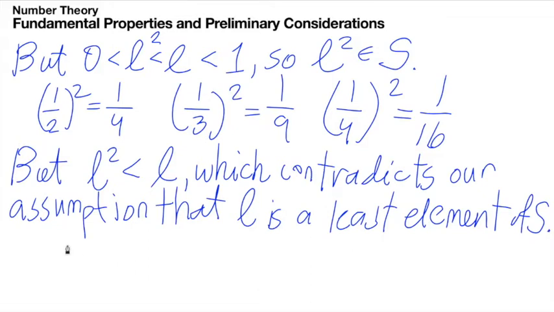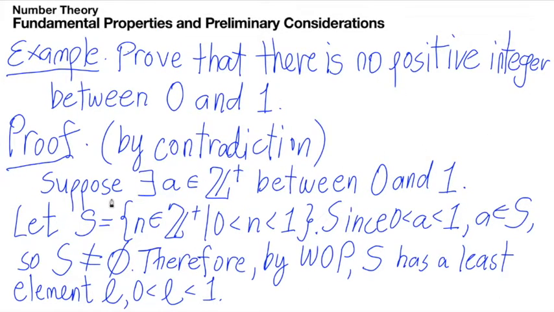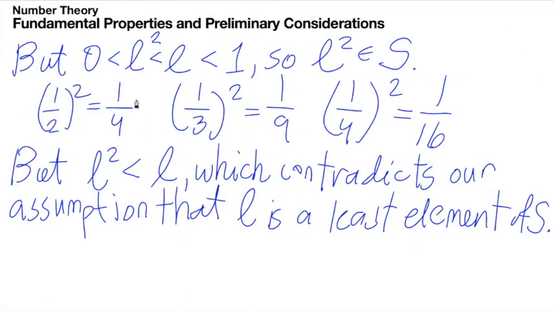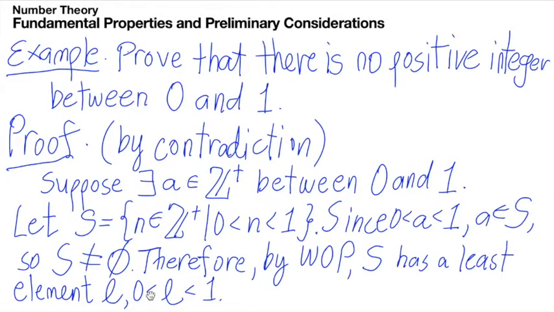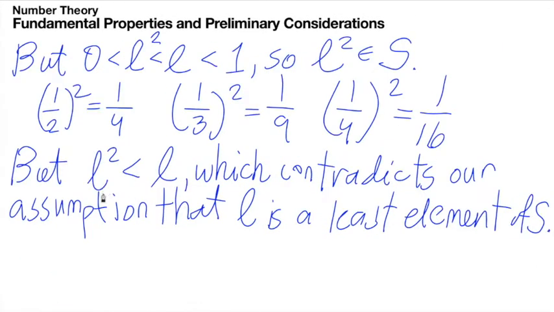So therefore, since this is a contradiction, going back to our previous statement, we have supposed that A is in the integers, so A is in S, so by the well ordering principle, S must have a least element L, so L must be the least. But we have proved that L squared is lesser than L, so this is a contradiction because we told ourselves that L is the least, but it turns out that L is not the least. So therefore this is a contradiction.